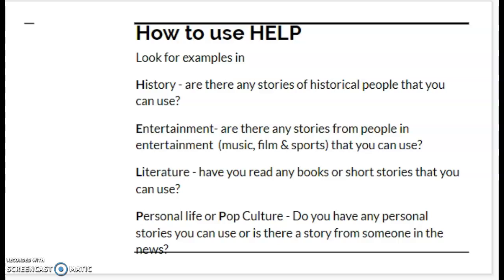What about for entertainment? Are there any stories for people in entertainment, whether it's music, film, or sports, that you can use to help make your points? Have you read any books or any short stories that you can use to help make your point? What about in your personal life or in pop culture? Do you have any personal stories you can use? Or is there a story from someone in the news that you know of?